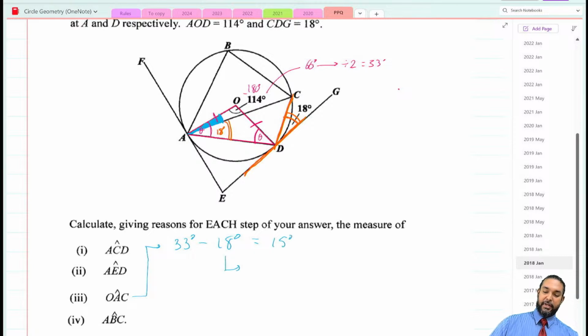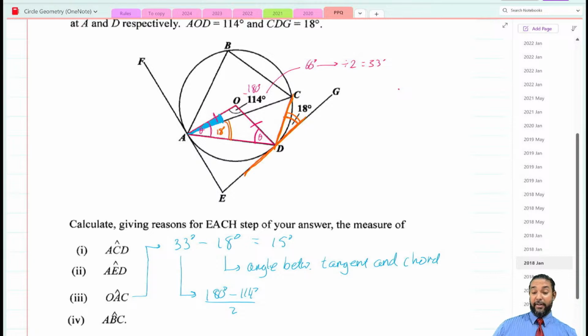So we have layers here. The 18 is the angle between tangent and chord, and the 33 is 180 minus the 114, divided by 2. You have two rules here: the sum of the angles in a triangle is 180 degrees, and the base angles of an isosceles triangle are equal.